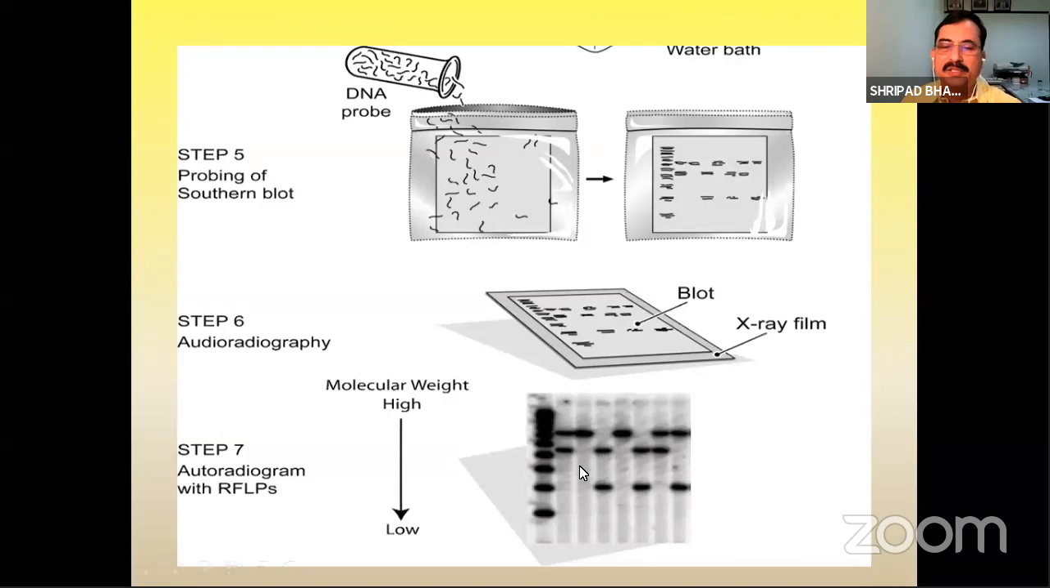So you can see this is the gel. Here you see every lane is for one individual. Now you see different individuals have different types of bands. The first individual is having two bands. The second one is having only one band. The third one is having two, but different from this one. So that way we see the bands and we see whether they are polymorphic or not. So this is the way we develop the RFLP gels.